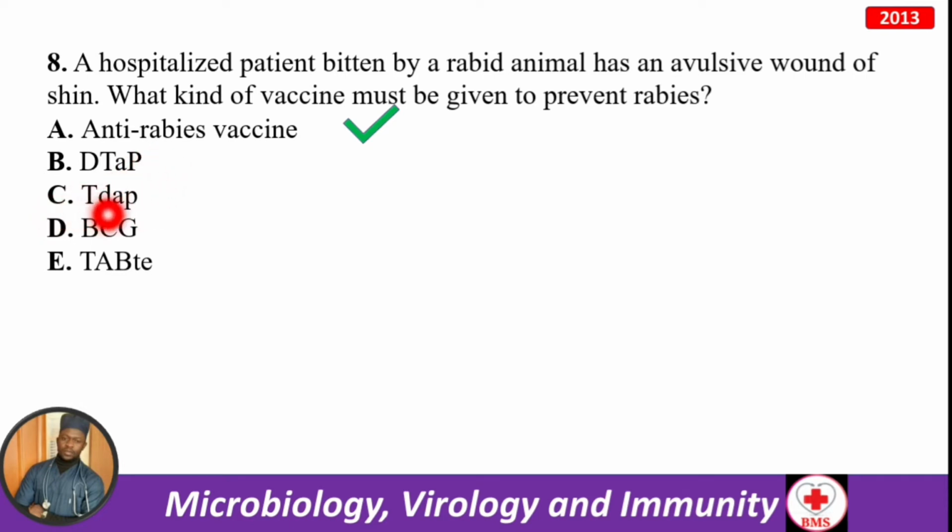Tdap, right? This one is usually given like between 19 to 64 years, right, later in life, and you can see that the diphtheria and acellular pertussis will be in lesser quantities compared to tetanus. And BCG, BCG is for TB, right?